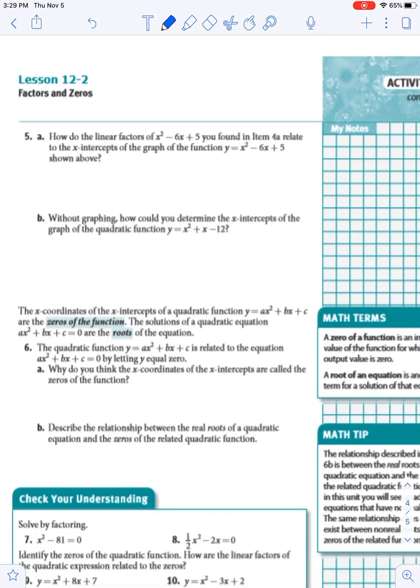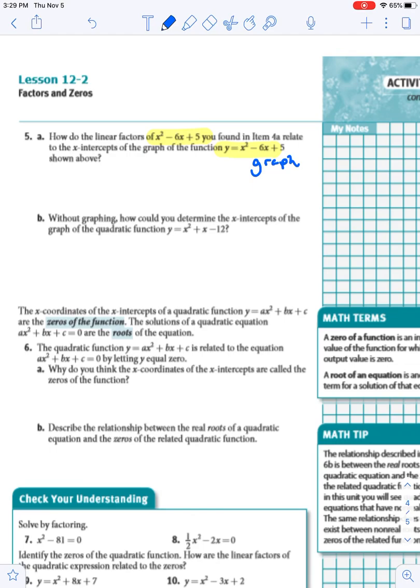Okay. And so we'll wrap that up on this page by talking a little bit about what we just found out. So the linear factors that we found in 4a will lead us to getting the x-intercepts in the function when it's graphed with a y. So if I have an expression x squared minus 6x plus 5 and I factor it, it will actually give me the x-intercepts for the graph of y equals. So this will be a graph of our parabola, okay, and it will get me those x-intercepts.